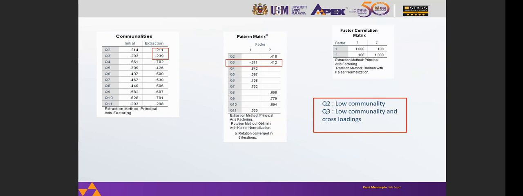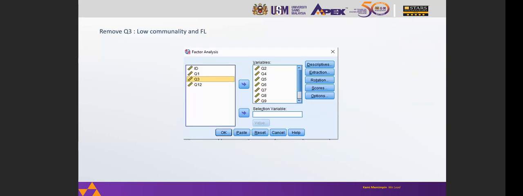Q3, we consider as low communality and cross-loading. Q2 low communality. So between communality and factor loading, it's better for us to decide on factor loading first. Which item do we want to remove first? I decide to remove Q3 first, because of low communality and cross-loading.